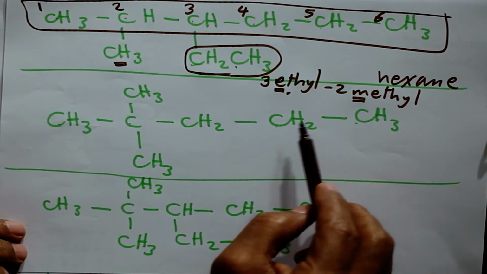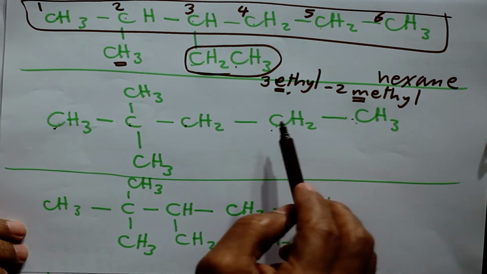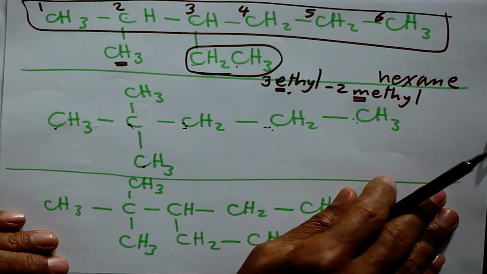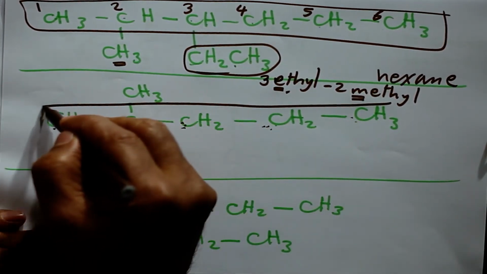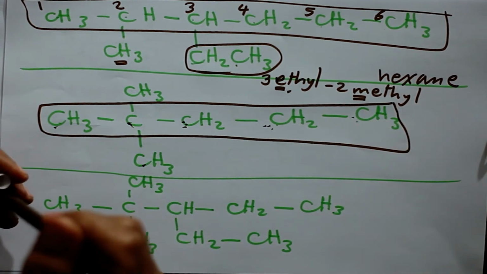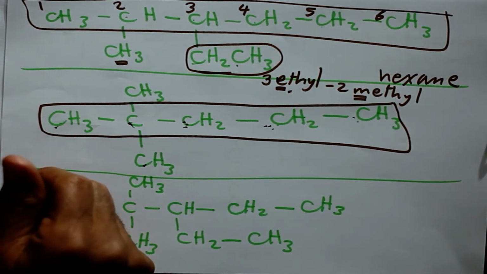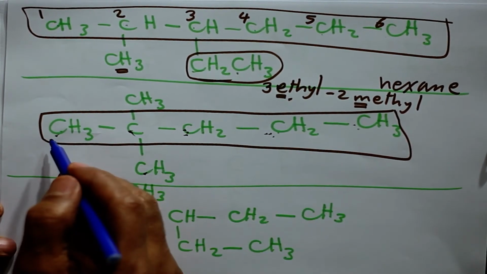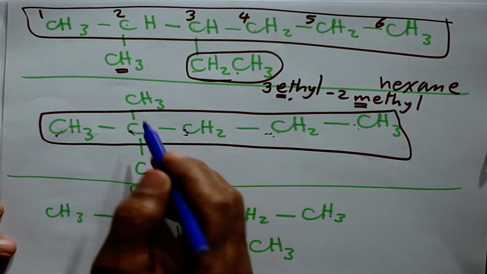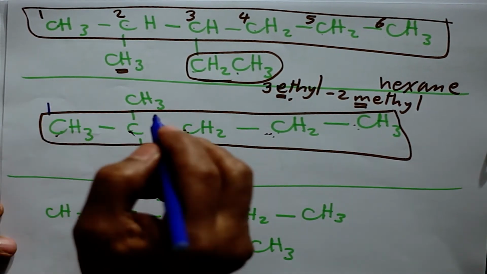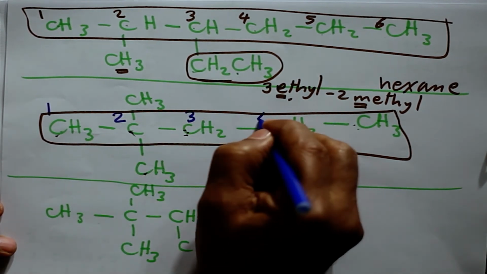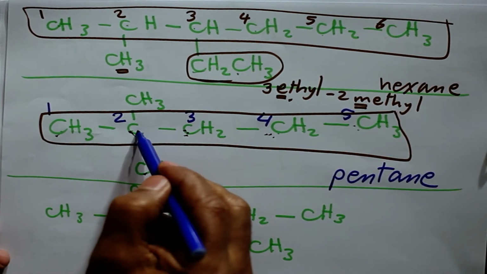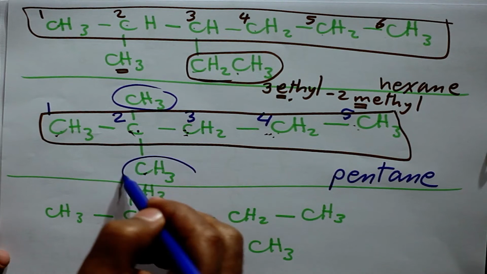Another example: 1, 2, 3, 4, 5. With the same probability we can get the longest continuous chain, and we prefer to get the straight one. We will start numbering from this end because it is near the branches: 1, 2, 3, 4, 5. Pentane. At carbon number 2, we have 2 methyl groups.